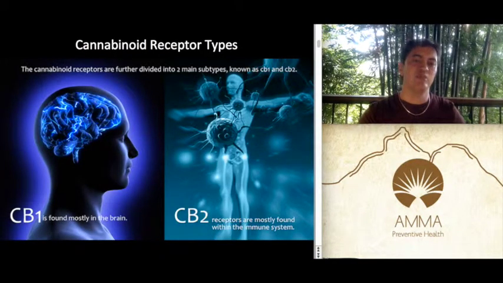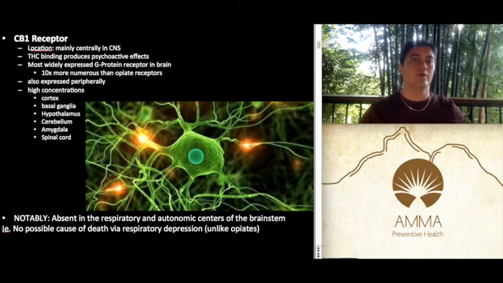So as I said, there are two main types of cannabinoid receptors: the CB1 receptor and the CB2 receptor. The CB1 receptor is found mostly in the brain and central nervous system, and the CB2 receptors are found mostly peripherally, are involved with inflammation and immune modulation. The CB1 receptor is located mainly centrally in the central nervous system. The binding of THC to this receptor is responsible for the psychoactive effects of cannabis.